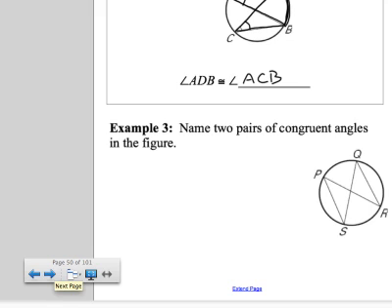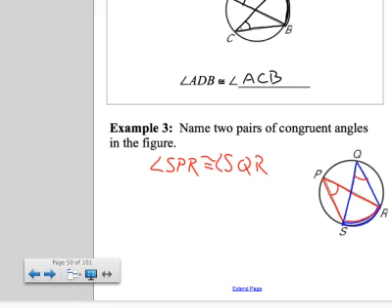All right, so example 3 says name 2 pairs of congruent angles in the figure. Well, again, there's a lot of crossing lines here, so it's hard to pick out, but I have the luxury here of tracing it with colors, so you'll notice that that angle and this angle both intercept the same arc. All right, so as a result, we know that angle SPR is congruent to angle SQR. There's one set.